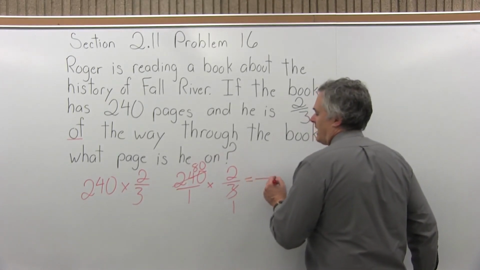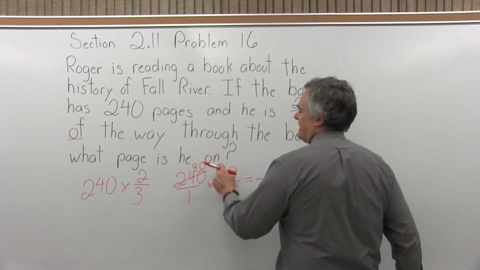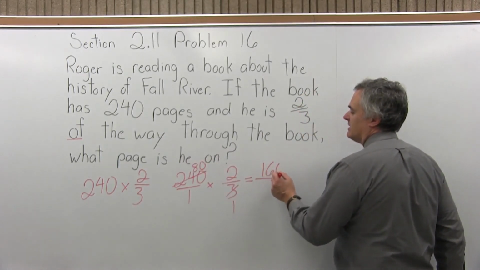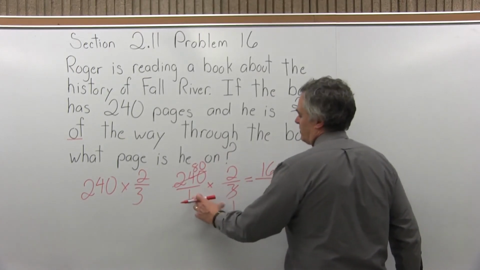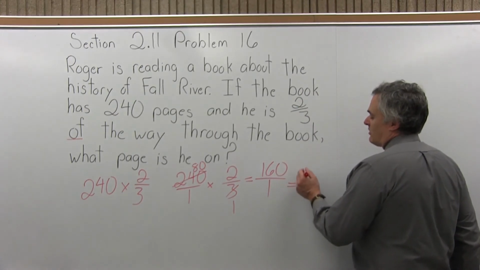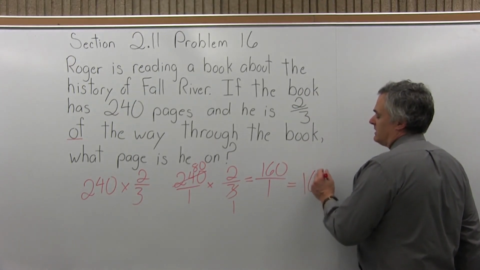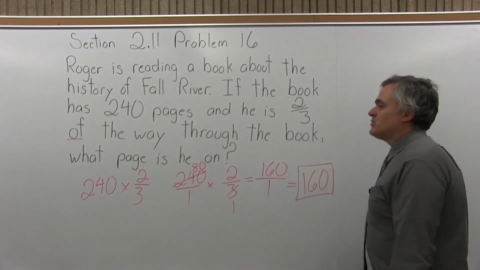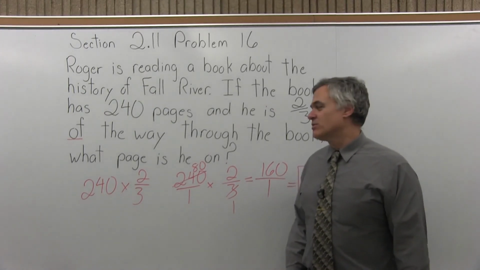Now, I can multiply across the top. I have 80 times 2 when I multiply the numerators. 80 times 2 is 160. The denominators wind up being 1 times 1 after I pre-reduce. 160 over 1 is 160. So Roger should be on page 160 if he's 2/3 of the way through the book.